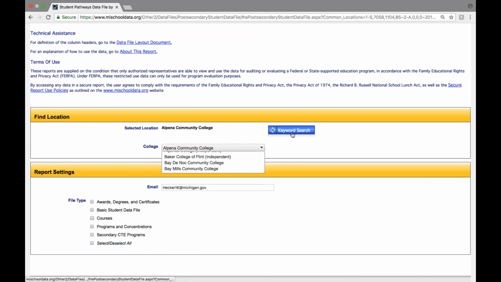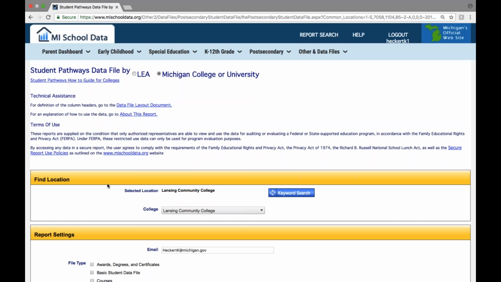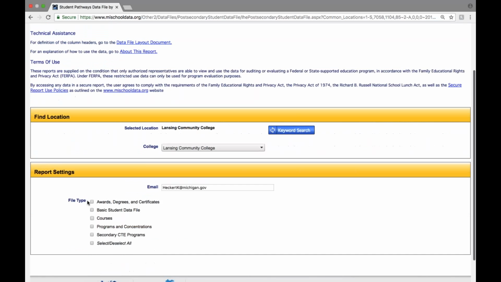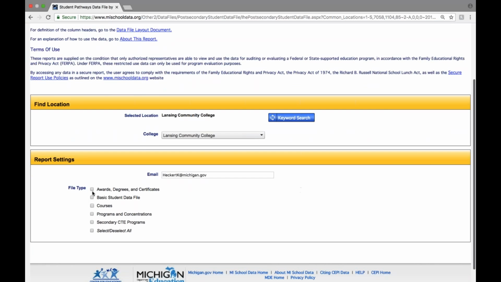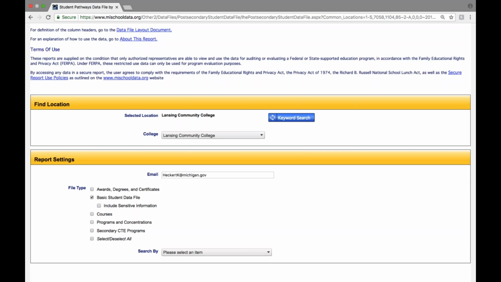If I wanted to look for Lansing Community College, because I'm staff at Lansing Community College who has access to this data, there are 5 different files you can select from. Every single one of these files is returning you student level data. So the most generic file that crosses everything across the board except for courses is what we call the basic student data file.